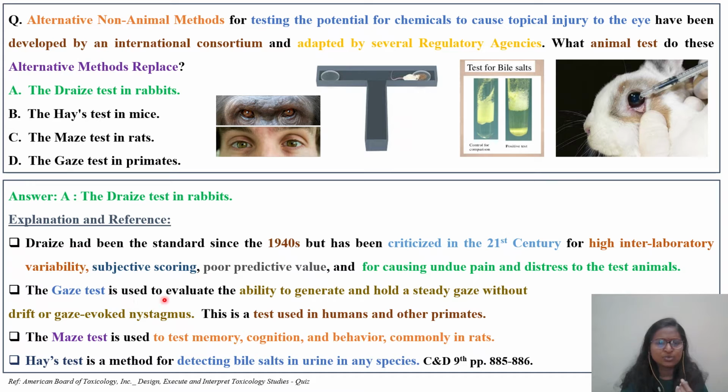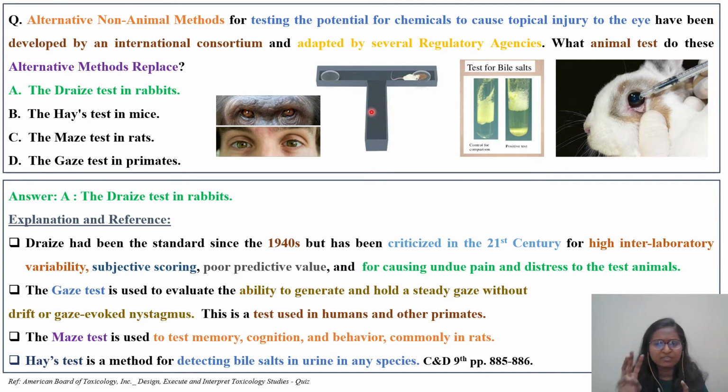Option D was the Gaze test, which is done in primates. The Gaze test is used to evaluate the ability to generate and hold a steady gaze without a drift or gaze-evoked nystagmus. This test is used in humans as well as in primates. Coming to option C, the Maze test in rats. The Maze test is used to test memory. FOB parameters will be done, to test memory, cognition, and behavior, commonly in the case of rats. You will observe this type of test particularly in the FOB.